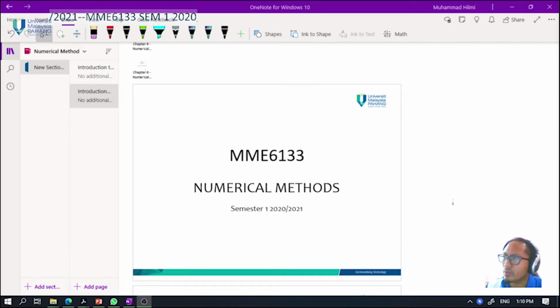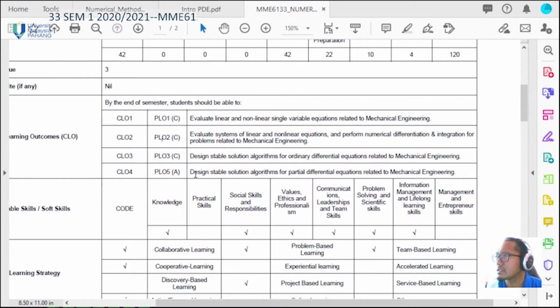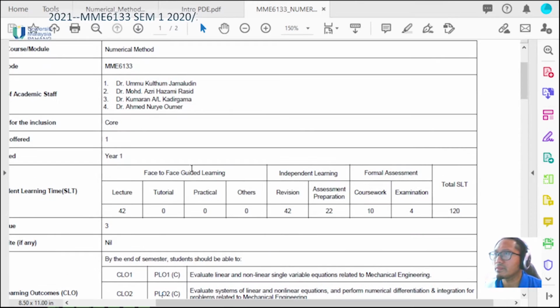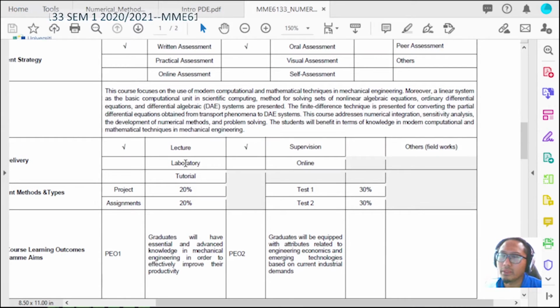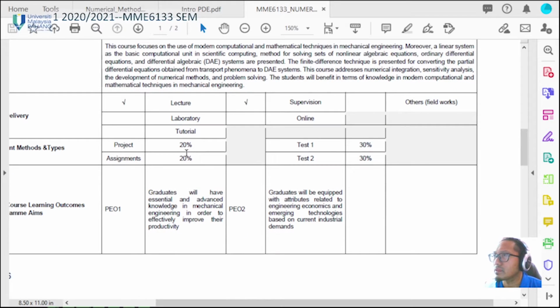So we are going to continue with our final chapter, chapter 6, which in our course is the fourth course outcome, where we have to design stable solution algorithms for partial differential equations related to mechanical engineering. This video will be an introduction to this chapter, where we are going to cover the topic of partial differential equations, or PDE. The assessment for this chapter will be Test 2, which will cover 30% of your overall marks for this course.